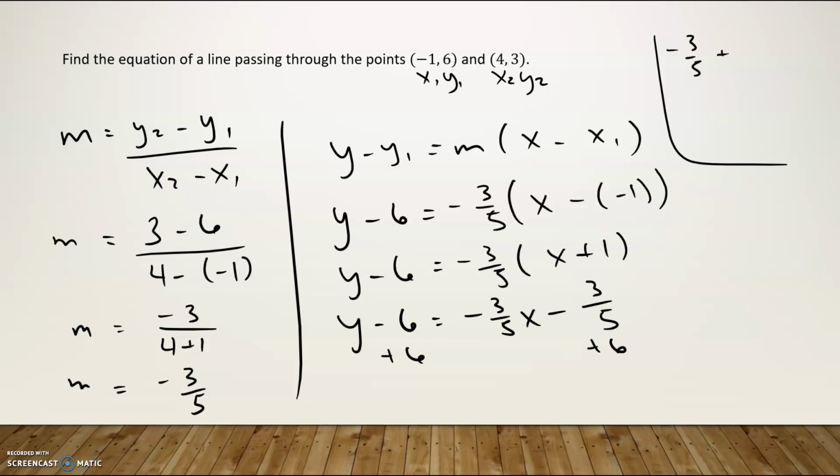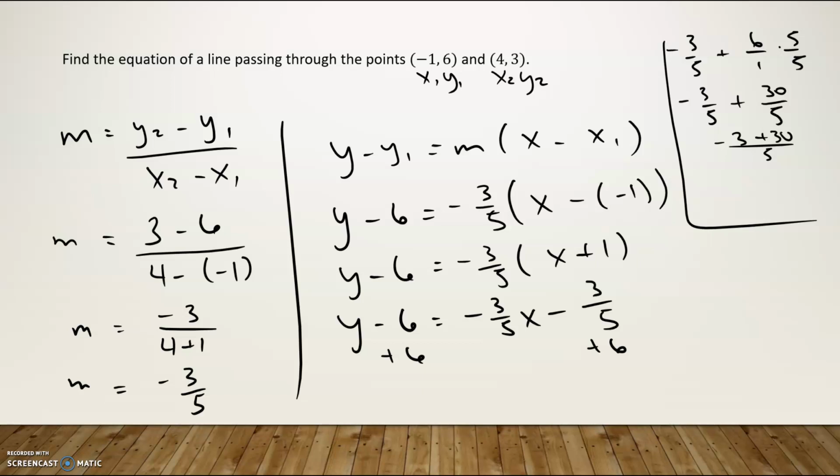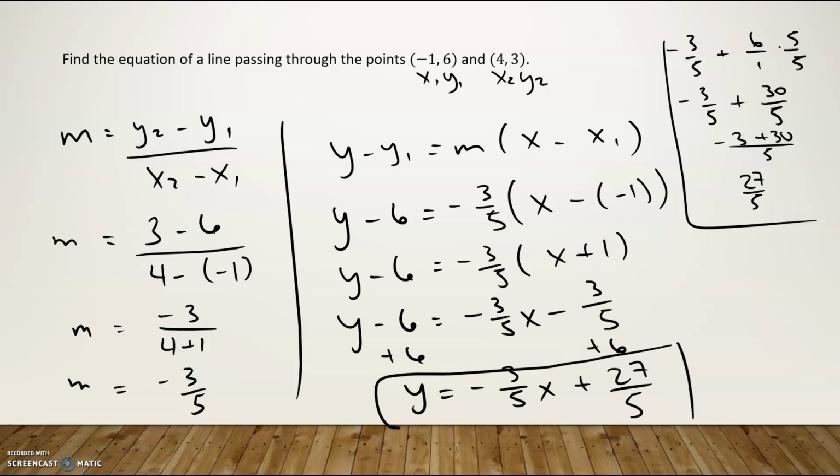-3 fifths plus 6 over 1. We'll multiply this by 5 over 5. -3 fifths plus, this will be 30 over 5. So then we'll have -3 plus 30 all over 5. Okay, so 30 minus 3. So we got 27 over 5. So we got y is equal to -3 fifths x plus 27 over 5. And this would be our equation for a line going through those 2 points.